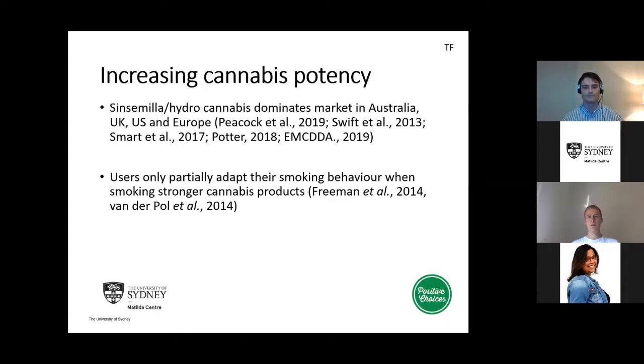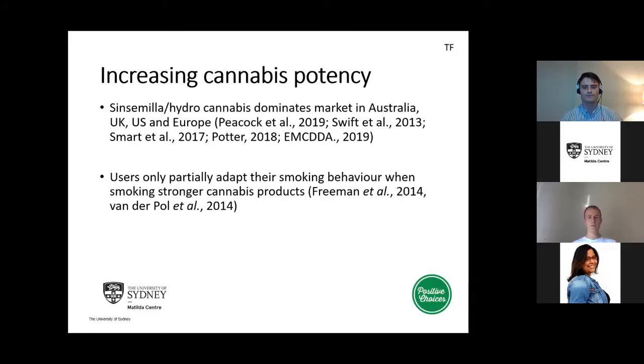And when we think about cannabis generally, cannabis potency has been increasing in recent decades. Looking at the different products, it's a high potency sensimilia or hydro cannabis that dominates the market in Australia, the UK, US, and Europe. And of course, as we know with alcohol consumption, if people have a spirit, they may consume less when compared to a beverage of a lower concentration of alcohol. So people do potentially adapt their behavior when they have a cannabis product with different THC.